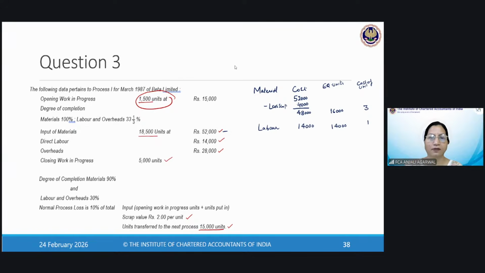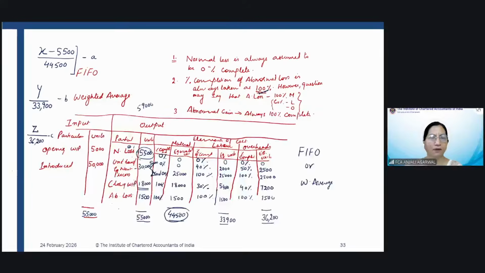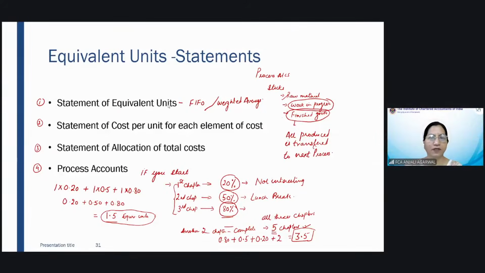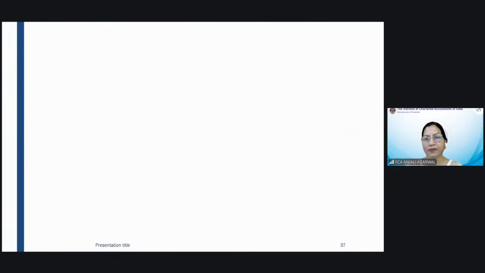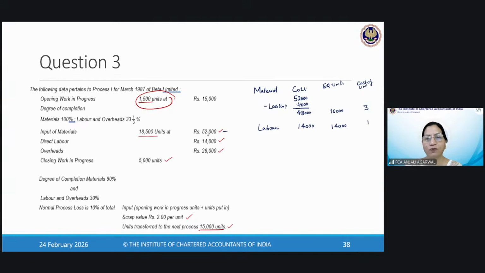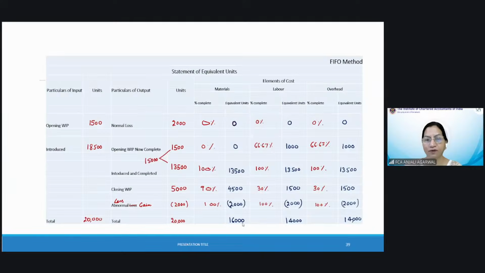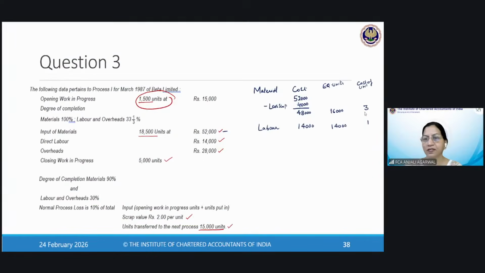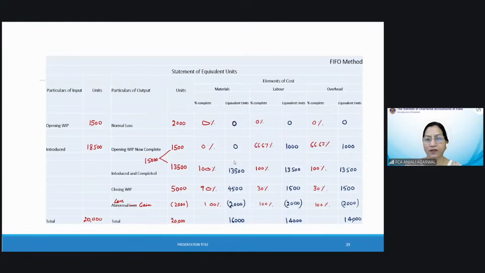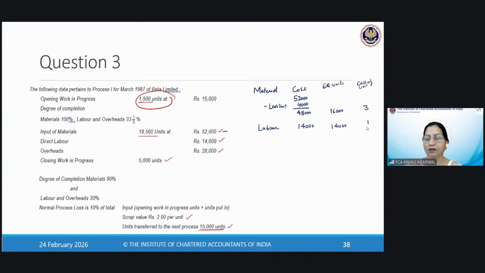Right, Anil. So first step is statement of equivalent units. Second is statement of cost per unit for each element of cost. So what is the cost of material? 52,000, 4,000 is realized. So total cost of material is 48,000, which is to be divided in 16,000 equivalent units of material. So the cost per unit is 3. Labor cost 14,000. Equivalent units of labor 14,000. So the cost is 1 rupee per unit.